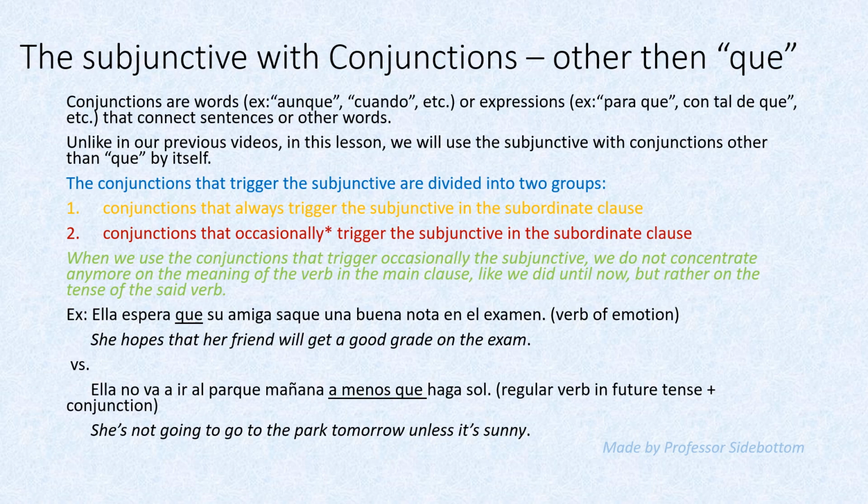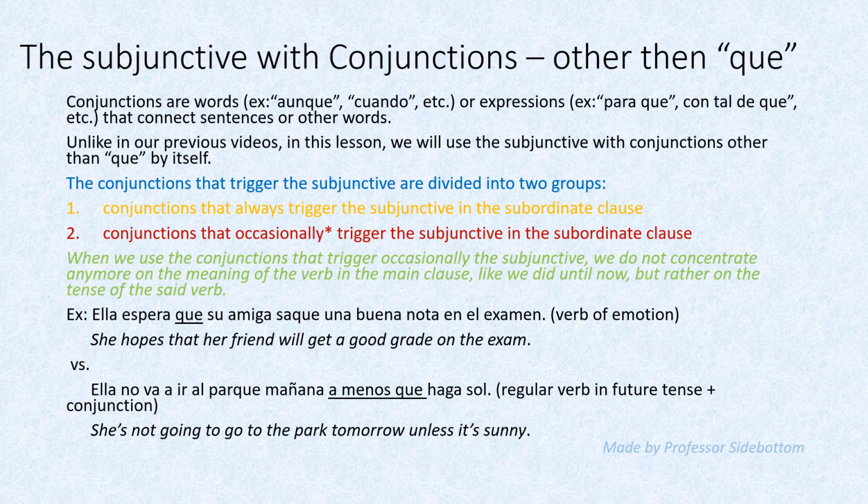Group number one, conjunctions that always trigger the subjunctive in the subordinate clause, because we will still have a main clause and a subordinate clause. And group number two, conjunctions that occasionally trigger the subjunctive in the subordinate clause. When we use the conjunctions that occasionally trigger the subjunctive, we do not concentrate anymore on the meaning of the verb in the main clause like we did until now, but rather on the tense of the said verb.